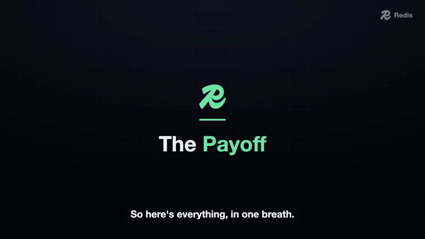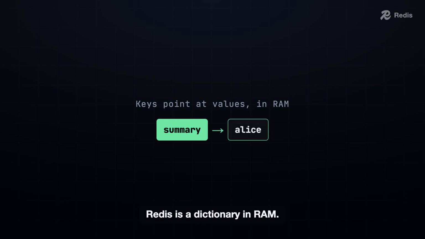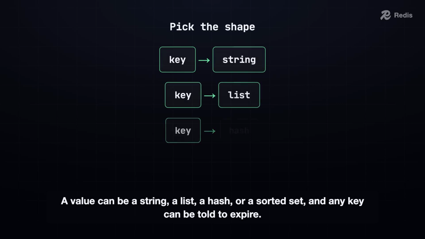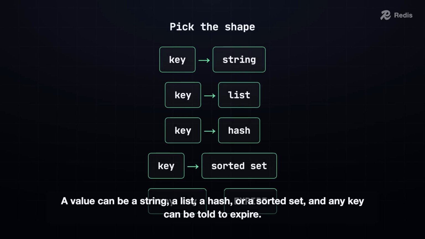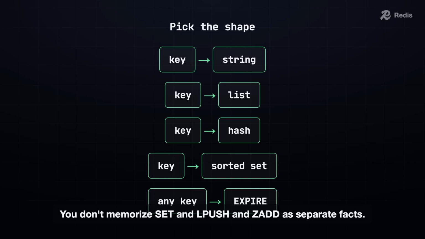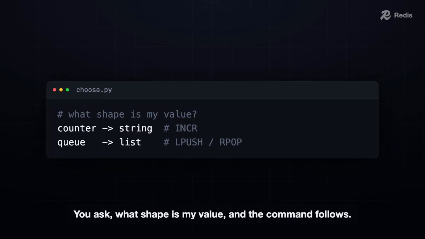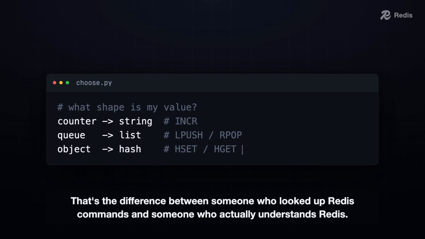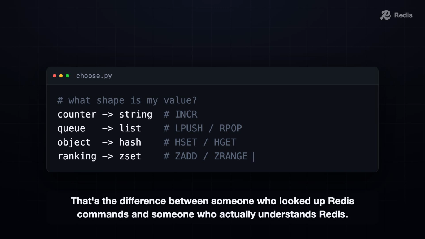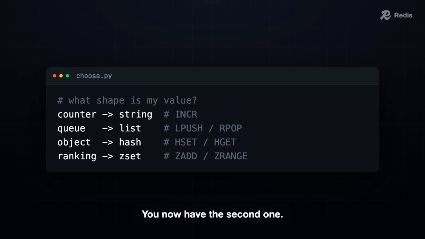So here's everything in one breath. Redis is a dictionary in RAM. Keys point at values. A value can be a string, a list, a hash, or a sorted set, and any key can be told to expire. You don't memorize SET and LPUSH and ZADD as separate facts. You ask, what shape is my value? And the command follows. That's the difference between someone who looked up Redis commands and someone who actually understands Redis. You now have the second one.